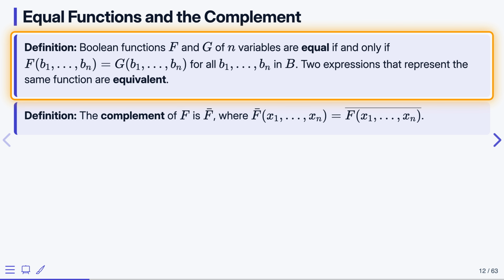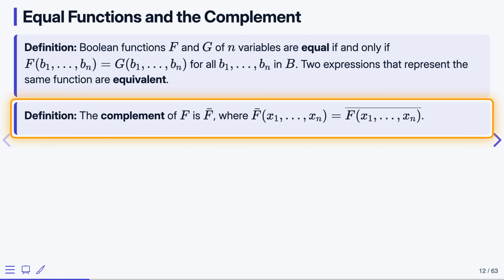2 definitions let us compare functions. First, equality. 2 Boolean functions are equal when they give the same output for every possible input, not for most inputs, for every input. 2 expressions that look different but are always equal are called equivalent. Second, the complement of a function. Take the function, then flip its output in every row. That flipped function is written f with a bar over it.